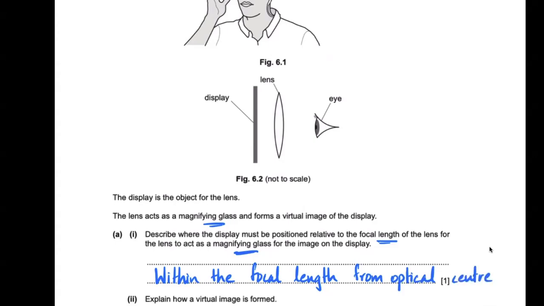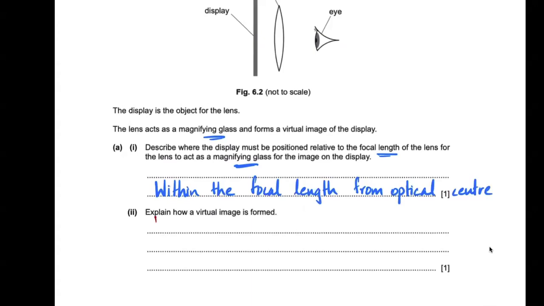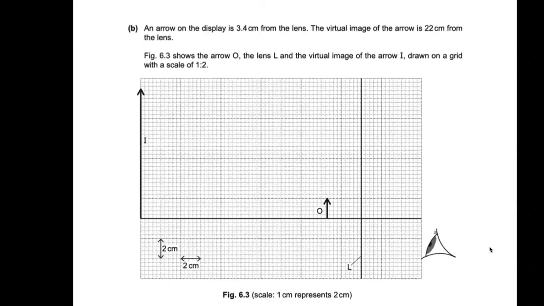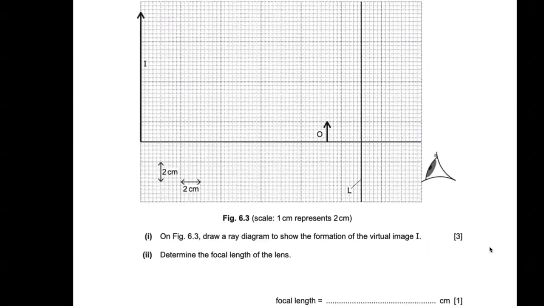Explain how a virtual image is formed. So we would say that the rays in a virtual image appear to come from the image, but they actually come from the object. Part B, an arrow on the display is 3.4 centimeters from the lens. The virtual image is 22 centimeters from the lens. 6.3 shows the arrow, lens, and virtual image on a grid with a scale of 1:2. That's also shown here. On 6.3, draw a ray diagram to show the formation of the virtual image I.